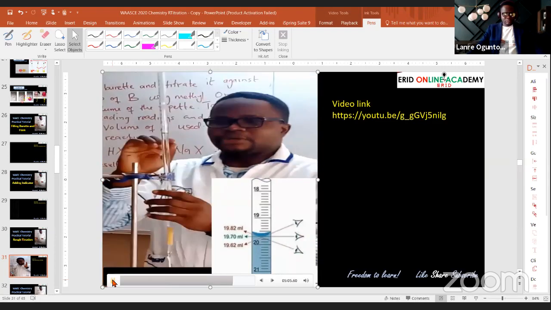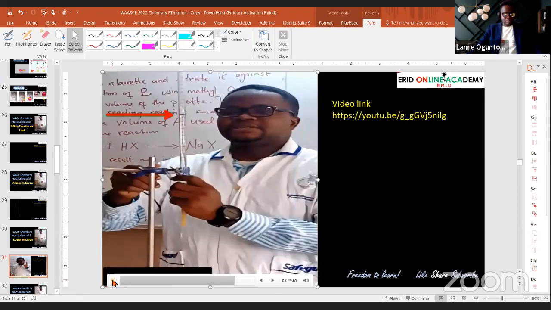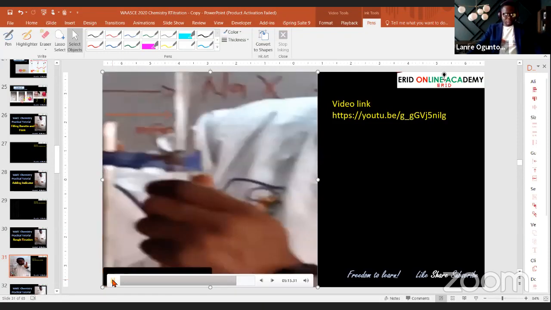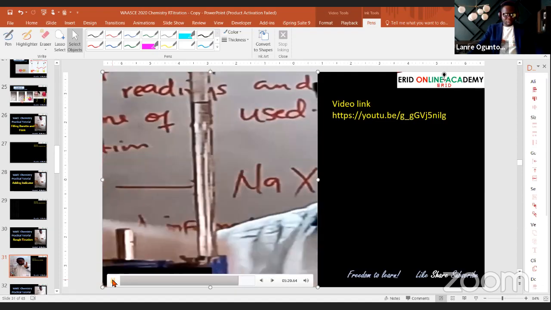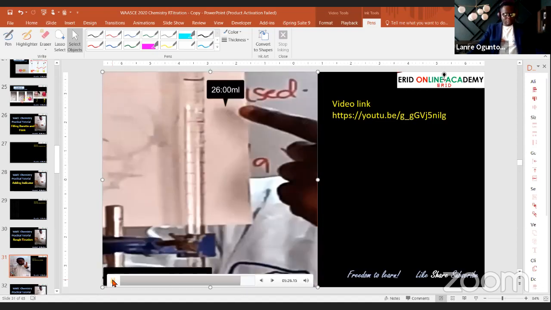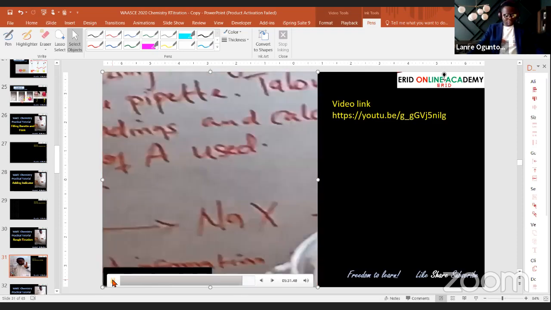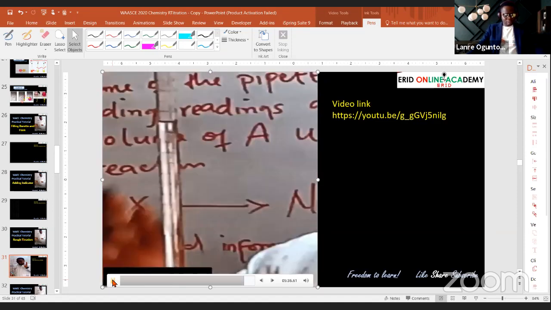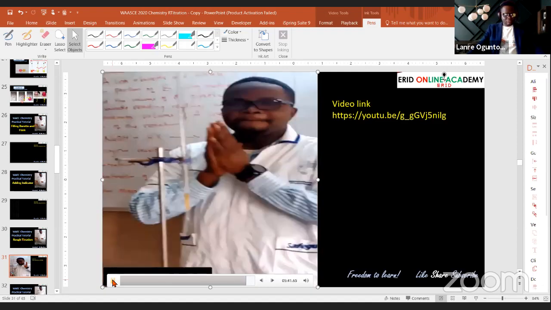So I'm measuring this value now, that is 26. Zooming this to that level, you can see 26. It's very important that you take the lower meniscus. If you have problems seeing that, you can use your time to just put it, you'll be able to see it properly. So using my time to do that, I can see I'm at exactly 26.0. So this will be my final measurement, 26.0.